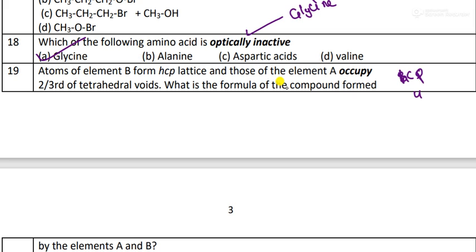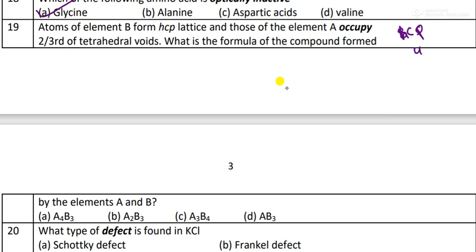There is a very good question given. Atoms of element B are in HCP. Remember, HCP packing is 74%, like FCC, and only 4 atoms will be there. So what happened there? B occupies the FCC. So FCC, remember, like HCP, 4 atoms will be there. So what they mention is that here A occupies 2 by 3rd of the tetrahedral voids, 2 by 3rd of the tetrahedral voids only.